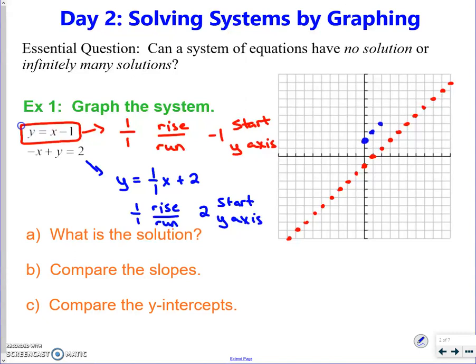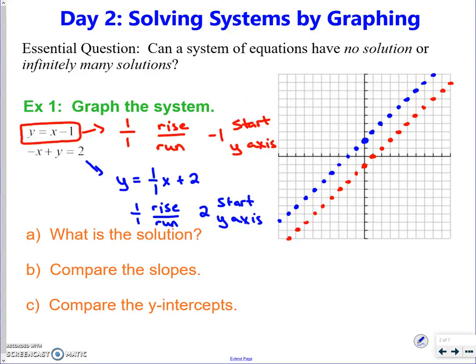My rise over run is going to be 1 over 1. So once again, I'm going to have a very large amount of dots here. And I can follow this in both directions. And just like the bell ringer, we should be noticing right now that these are parallel lines. Are these ever going to touch? And the answer is no. It doesn't matter how big my graph is.